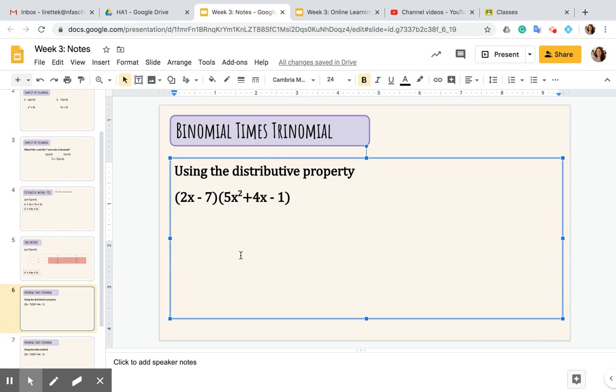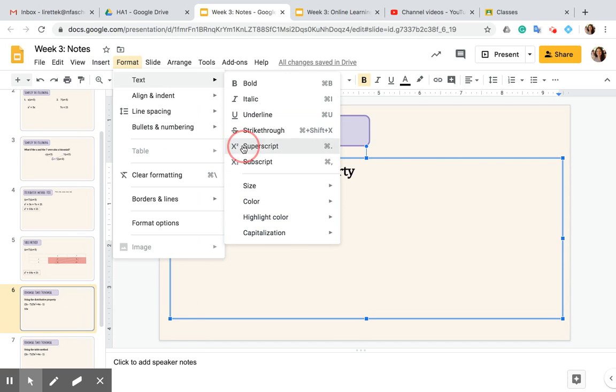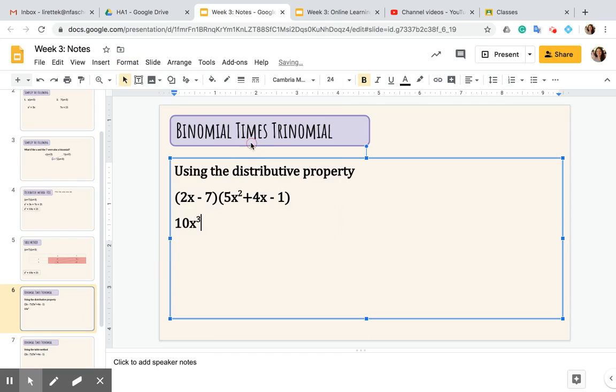2x times 5x squared is going to give us 10x cubed. 2x times 4x is going to give us positive 8x squared. 2x times -1 is going to give me -2x. And I have completed distributing this first term into everything in this trinomial. Now I move to the second term.